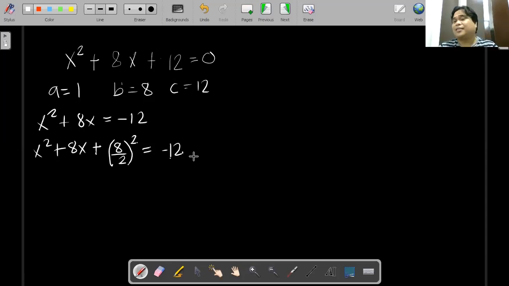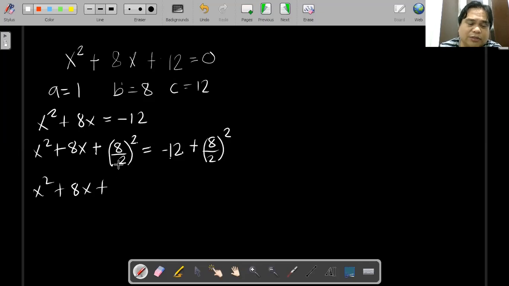So as to balance things out, so as not to change the value of the entire equation, whatever you did to the left side, you also have to do on the other side, so that everything just balances out. By doing this, you only change the form, you did not change the value. So x squared plus 8x, you get 8 over 2, that's 4 raised to the power of 2, you get 16, right? And then negative 12 plus that's also 16.